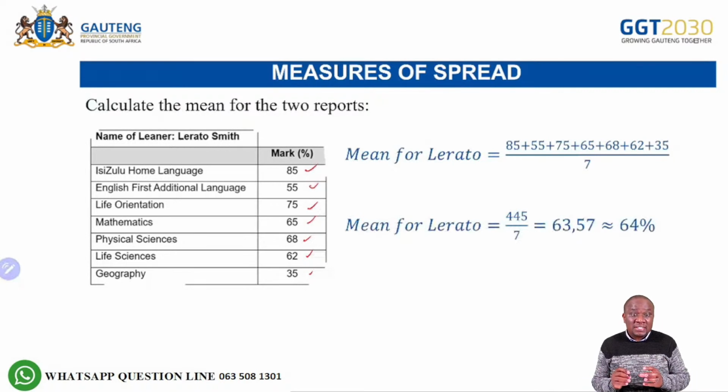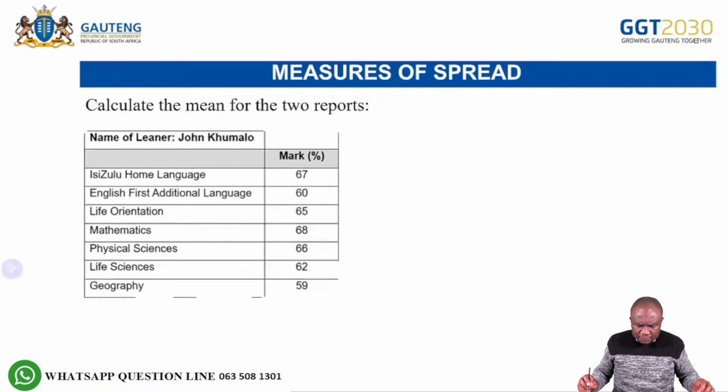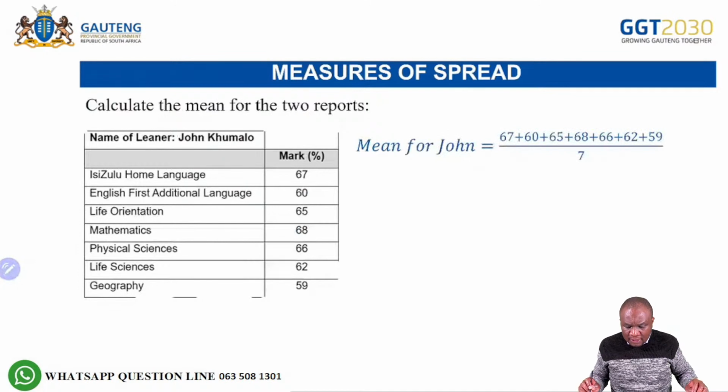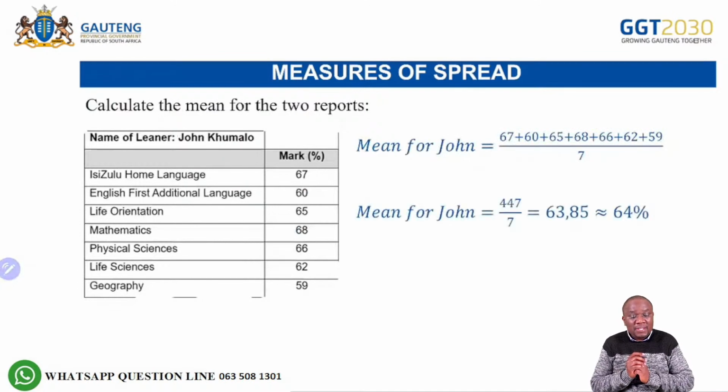So we can see that the mean for Lerato is 64%. What picture do we have? We have these 7 subjects having the marks clustered around 64%. Let's check John. The mean for John, please listen, don't write anything. Okay, the mean for John again is 64%.